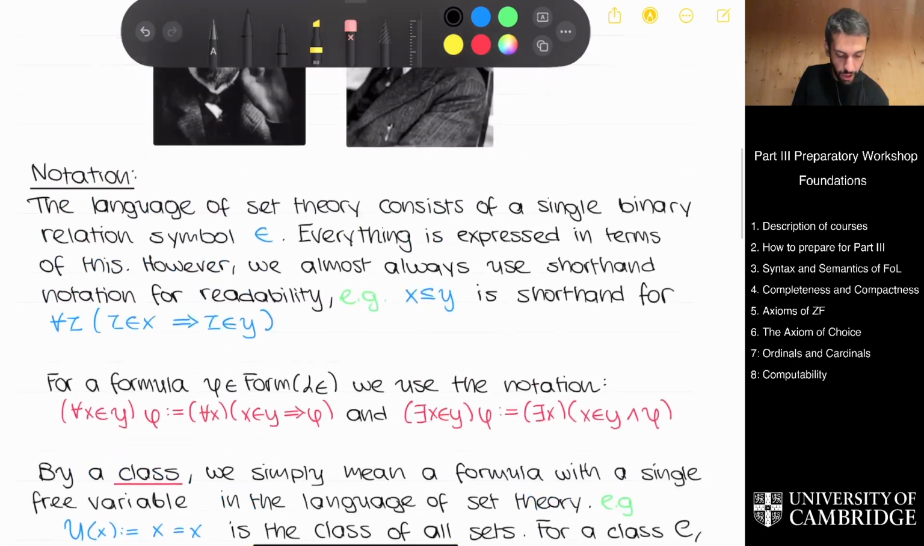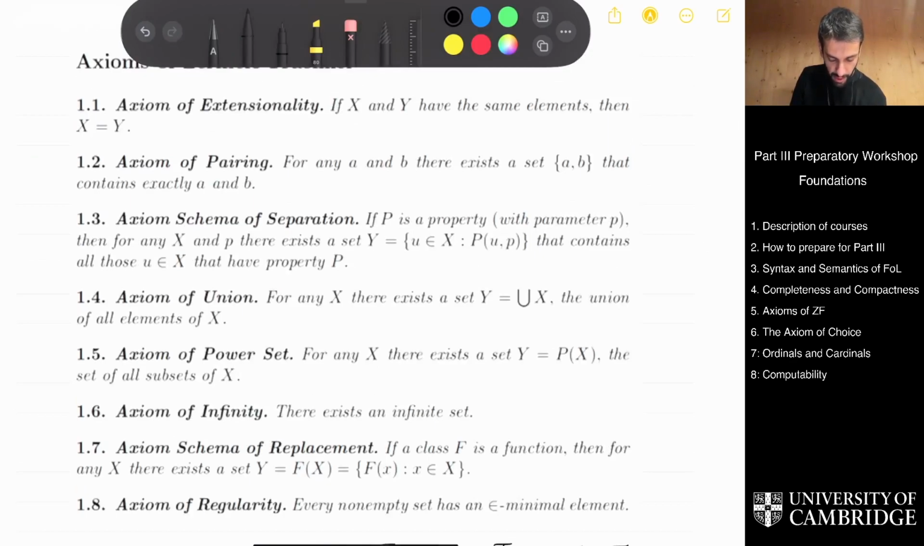Replacement, recall that this is once again a scheme, so I get one axiom for each class function. Now, what does it mean to be a class function? This I also did not explain.